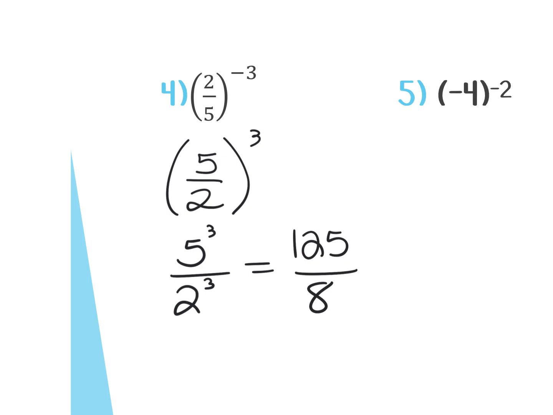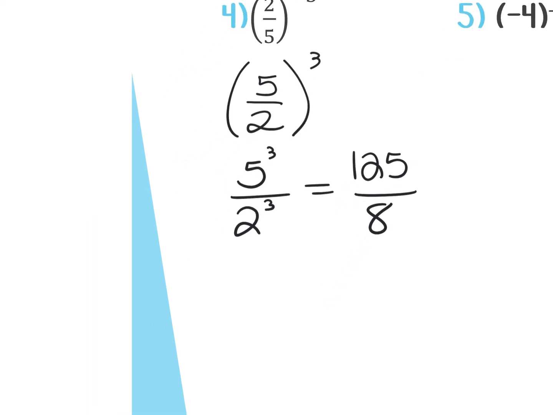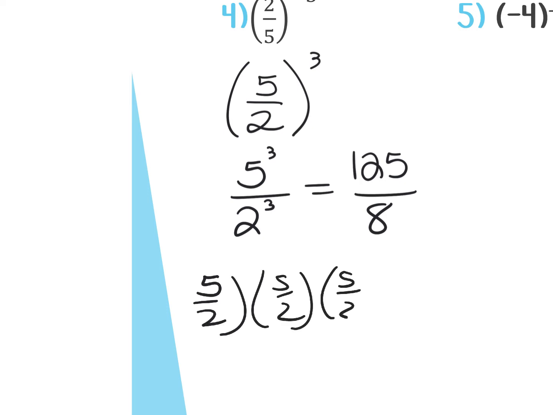I'm okay with you leaving it improper. You don't need to make it into a mixed number. Now, if you ever blank out, you could also have done 5 over 2 times 5 over 2, since it was the third power. Write it down 3 times, and then multiply straight across.